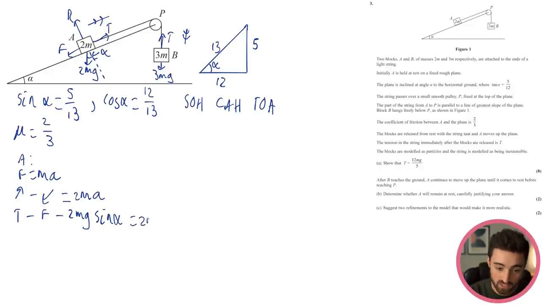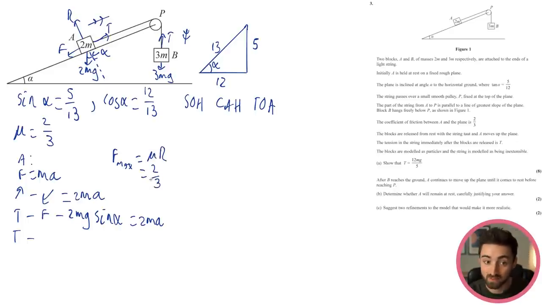And that's going to equal 2ma. Okay, let's clean this up a bit because there's a bit that we can do. T, we're not going to know yet. F, what's F? Well, F is less than or equal to mu R, meaning that the F max, which is applied when the particle is moving, F is doing as much as it can, F max is just going to equal mu R. We know mu, don't we? We know that mu is 2/3, and we can get R from resolving this way.